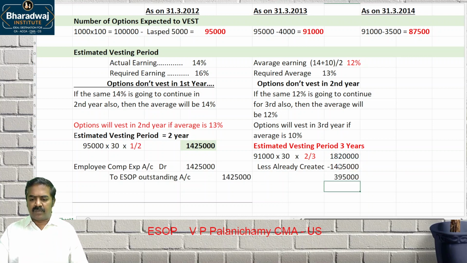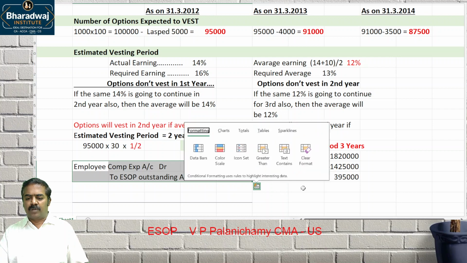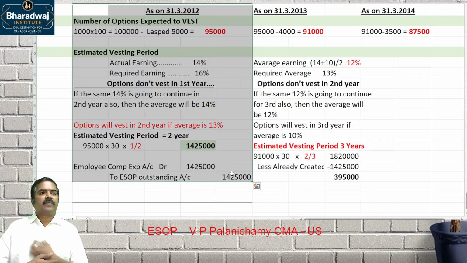Balance to be created for which year? Second year. What entry will you pass? The same entry only: Employee compensation expense account to ESOP outstanding account. You have to pass for how much? 3,95,000. I repeat once again, pay attention. Everybody pay attention. Any doubt in the first year? Unless you understand in the class, at home you cannot make it out. Okay, it is tough, but understand it.